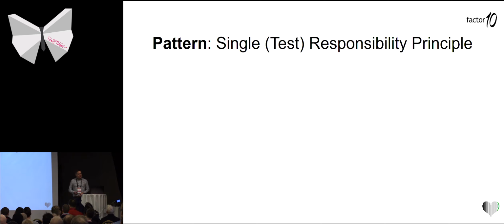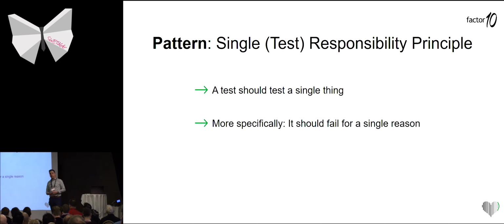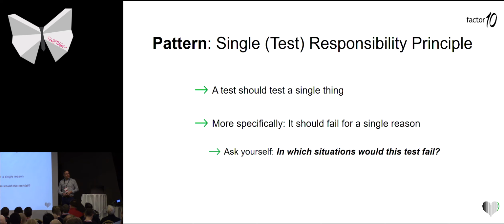Another thing was the single test responsibility principle, which states that a test should test a single thing. Or more specifically, that a test should fail for a single reason. But in our case, we had a test that would fail for two different reasons: the first name, last name, filtering problem. So whenever you have a test, you should ask yourself, in which situations would this test fail? What kind of problems in my software would cause this test to fail? And if the answer is a handful of things, then it might be a good idea to break up the test.